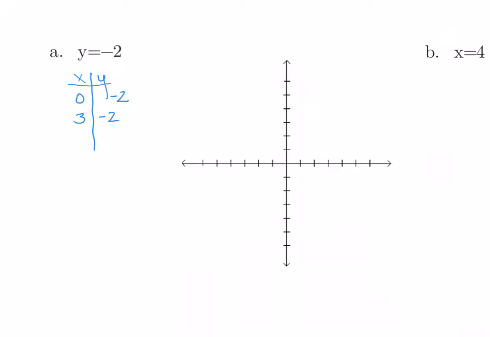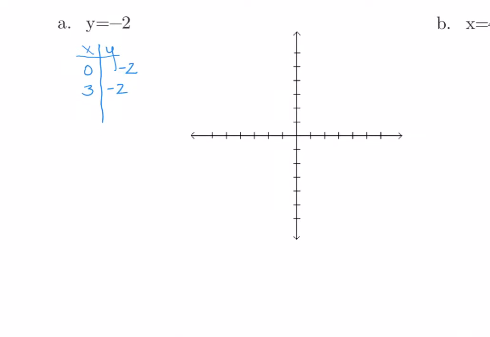So if we go ahead and plot these points, (0, -2), we're going to go 2 down along our y-axis. For (3, -2), we're going to go 3 to the right and 2 down. And so we should be right about here. If we draw our line, it looks like this. We label, and we have a complete graph.